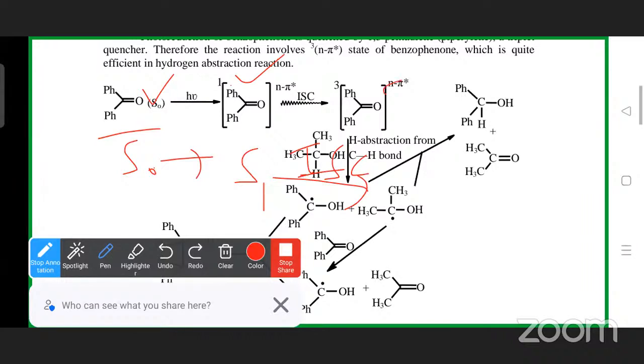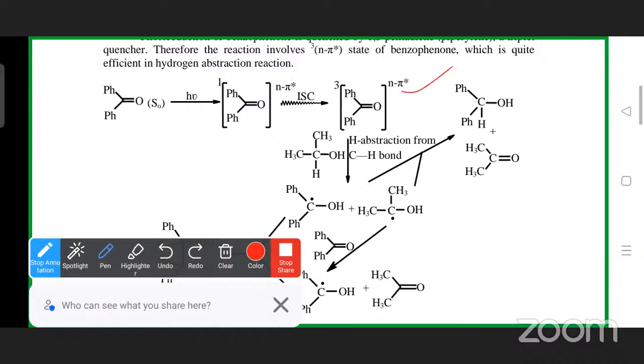Benzophenone, S1 to T1. The energy gap difference between S1 and T1 of benzophenone is 5. So it has the highest ISC value. Benzophenone is a more efficient ISC compound, so its ISC efficiency is high. Generally, it easily transfers the triplet energy to this particular compound here.